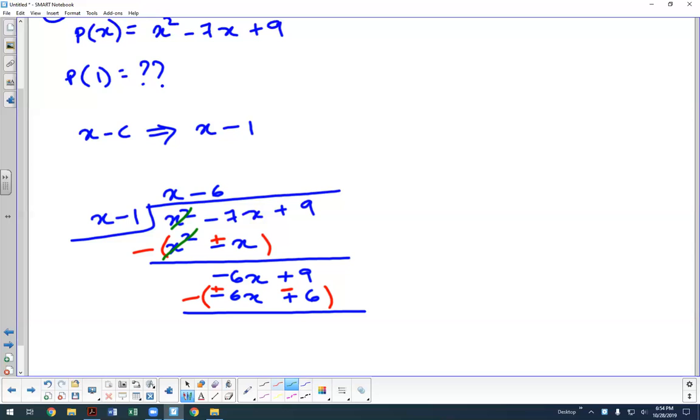Make sure you're keeping track of your negative signs. I think that's one of the only big errors I have seen in this long division is just our signs don't work and then we can't cancel stuff out. Again, I have a negative 6x, a positive 6x. These guys will cancel each other out. Positive 9, negative 6, positive 3. Very nice. This is our remainder. This is our quotient.